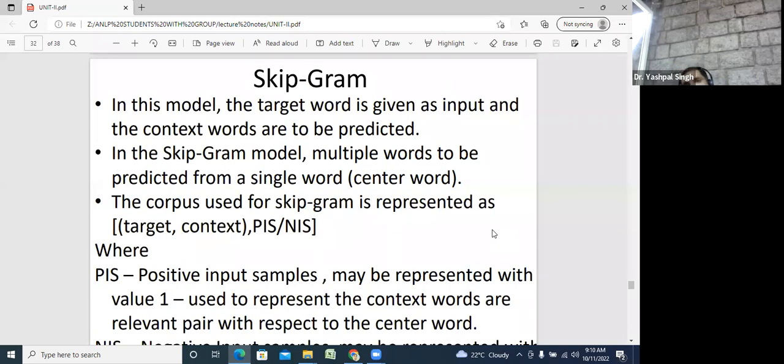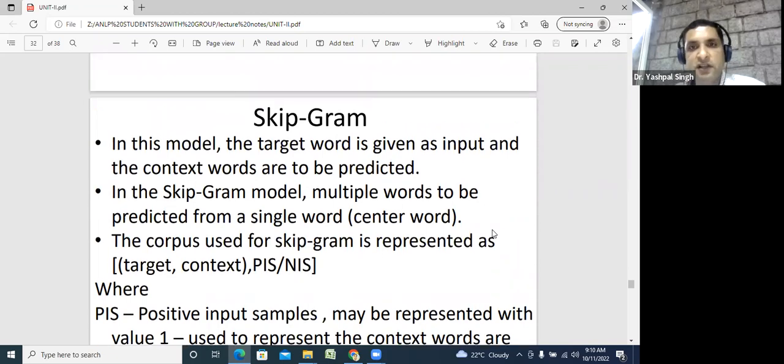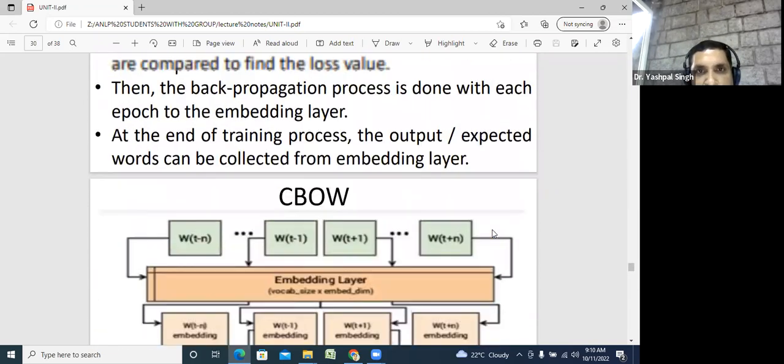Now the next one we are discussing is the skip gram model. In this model, the target word is given as input and the context words are to be predicted. So the continuous bag of words model is the vice versa, or the reverse, of this model. We have already seen it in the pictorial representation.